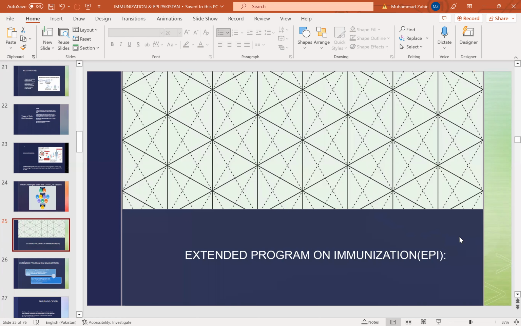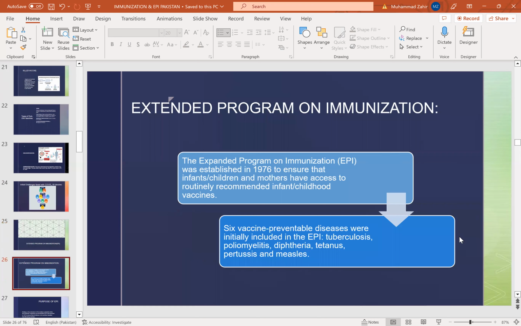Now talking about the expanded program on immunization. The expanded program on immunization was established in 1976 to ensure that infants, children, and mothers have access to routinely recommended infant and childhood vaccines. Six vaccine-preventable diseases were initially included in the EPI, which were tuberculosis, poliomyelitis, diphtheria, tetanus, pertussis, and measles.